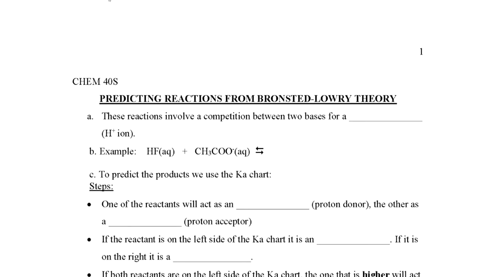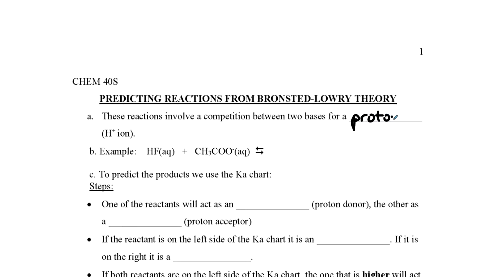Okay, so today we're going to move on to a lesson that involves using your Ka chart. So we've kind of referred to it just briefly. Today we're going to take a look at how it works and how it can help us predict the products in a reaction. So these reactions involve a competition between two bases for a proton.